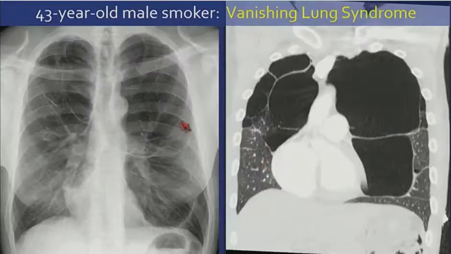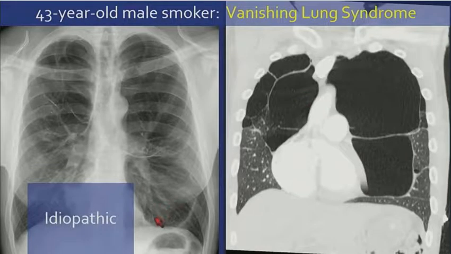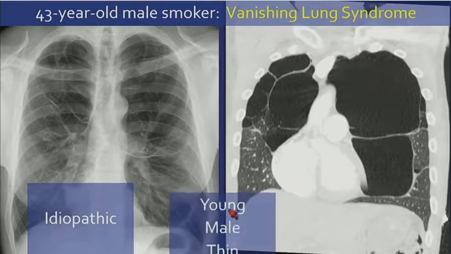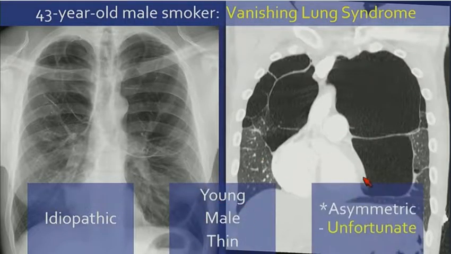So here's another case of this where you have these large bullae in the upper lobes. You can see it on the corresponding CT here. And it's idiopathic. Nobody really understands why this accelerated bullous emphysema occurs in patients. But they tend to be young and male and thin. And importantly, it tends to be asymmetric.